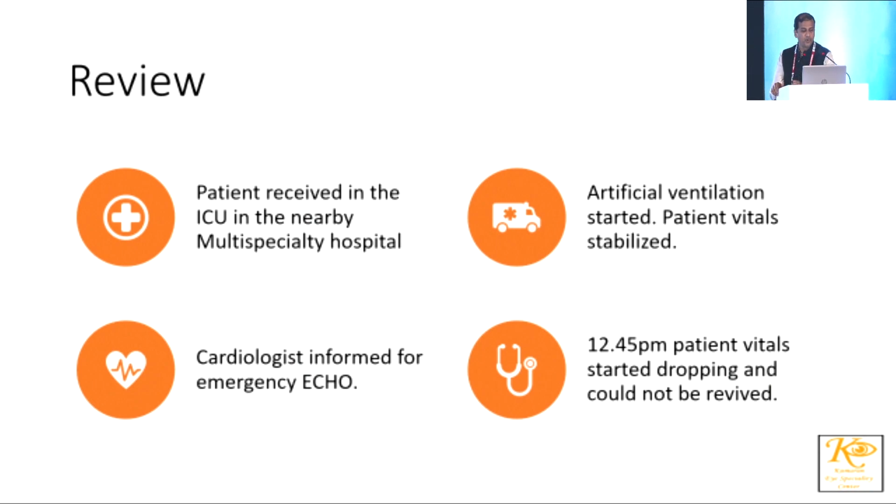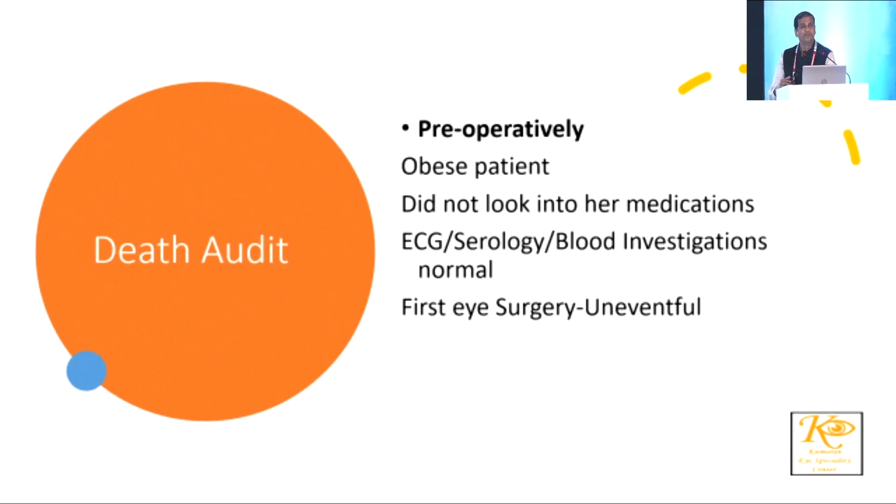So the patient was received in the ICU. We had an MOU with the nearby hospital. Artificial ventilation started. The cardiologist was called in, which showed clear evidence of an MI. The patient was doing well. We came out and told some soothing words to the attender. But eventually, around 2 to 3 hours later, the patient had an intraventricular rupture, and we lost the patient. So this is what has happened.